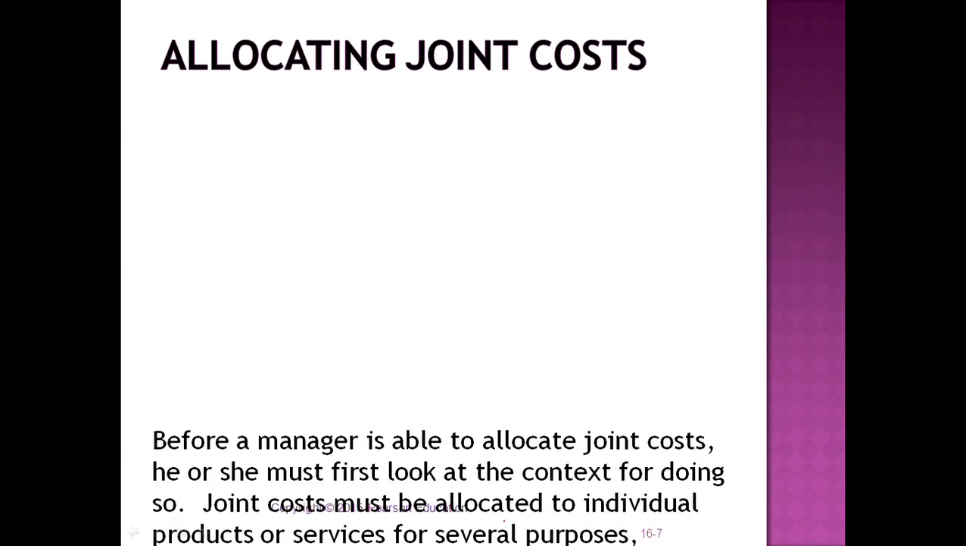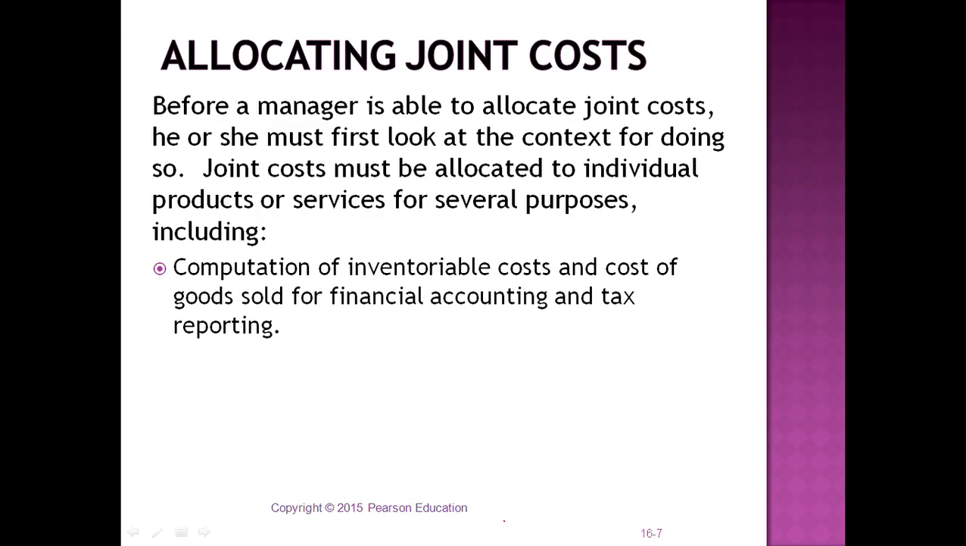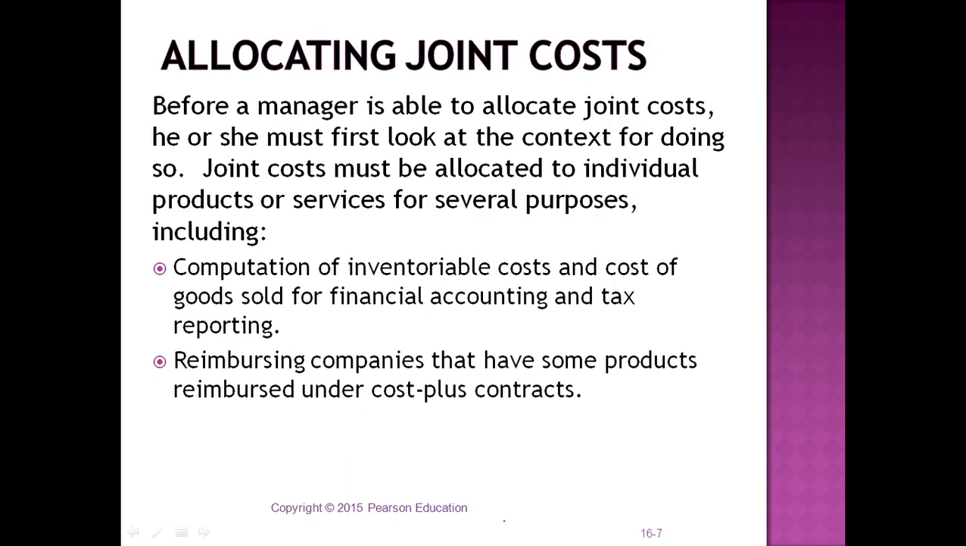So there are different methods of doing so, but basically before the manager decides to allocate the joint cost to the joint products, they need to understand the reason why it should be done. So there are four reasons. First one is maybe you want to compute the inventoriable costs or the cost of goods sold so that you can show it in your accounting or tax reporting. Second reason is that maybe sometimes your company is following a cost plus contract, so you would want to receive a reimbursement of your cost from the company.